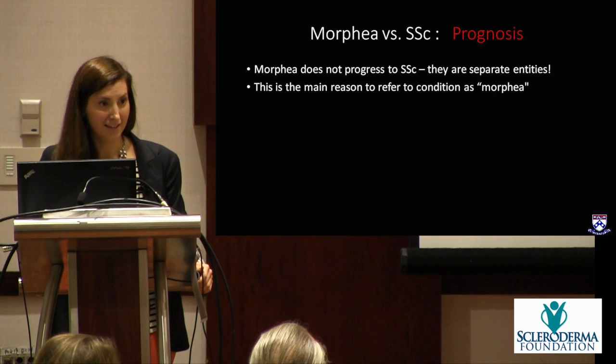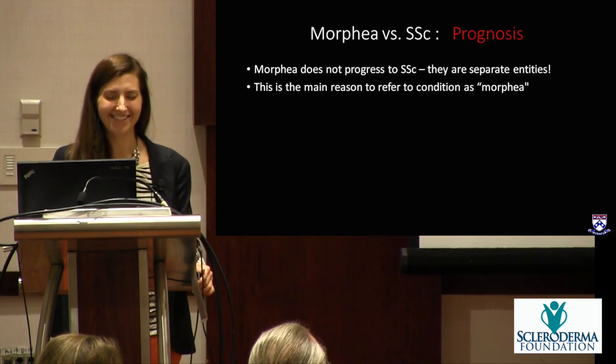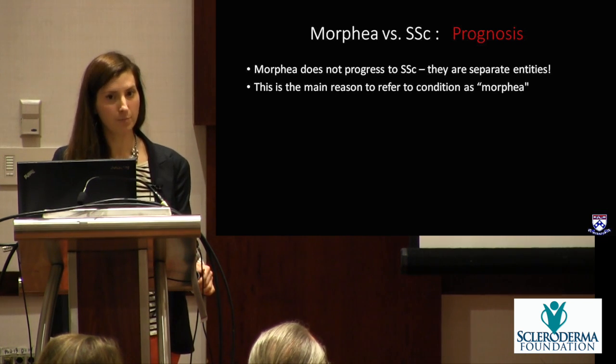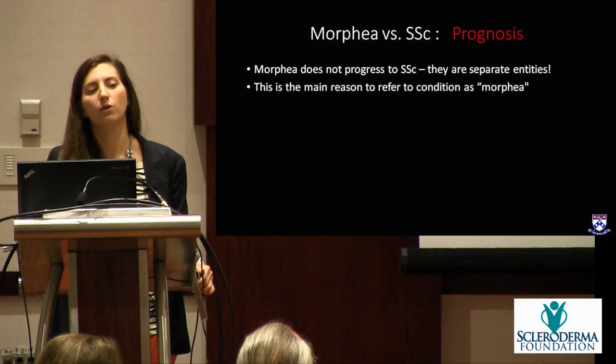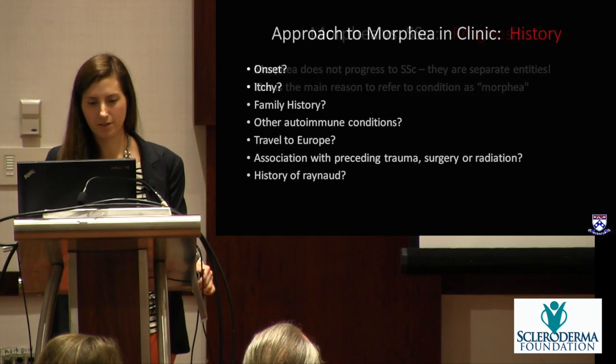So what about prognosis? Yes, there's a big difference. The big difference is Morphea does not progress to systemic sclerosis. So that is the main reason that in dermatology, we've embraced the term Morphea over localized scleroderma. It is not progressing to systemic sclerosis.